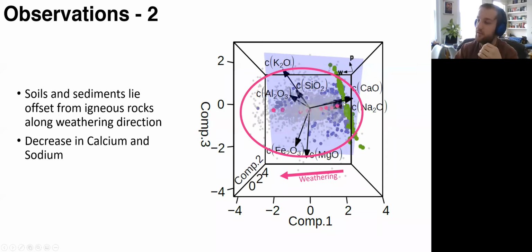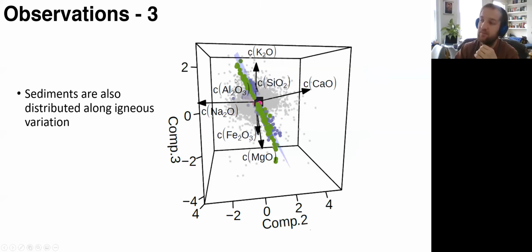So you can see that all of these samples appear to be more weathered than this igneous rock array. And that corresponds to a decrease in calcium and sodium, which is consistent with just how we'd understand weathering in general, which is encouraging.